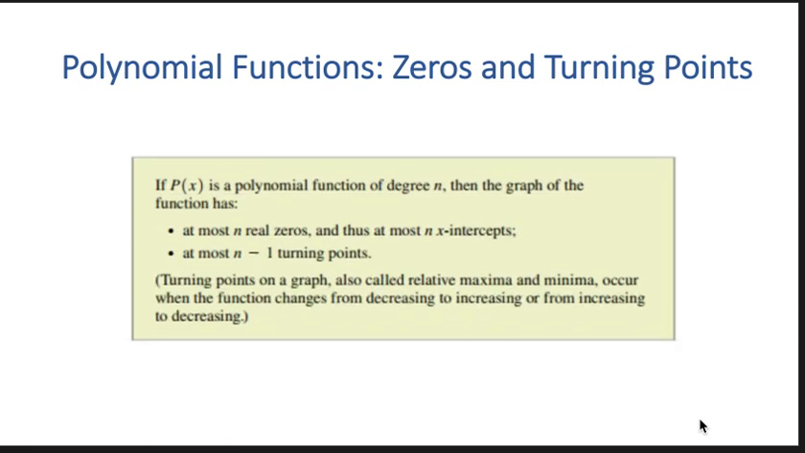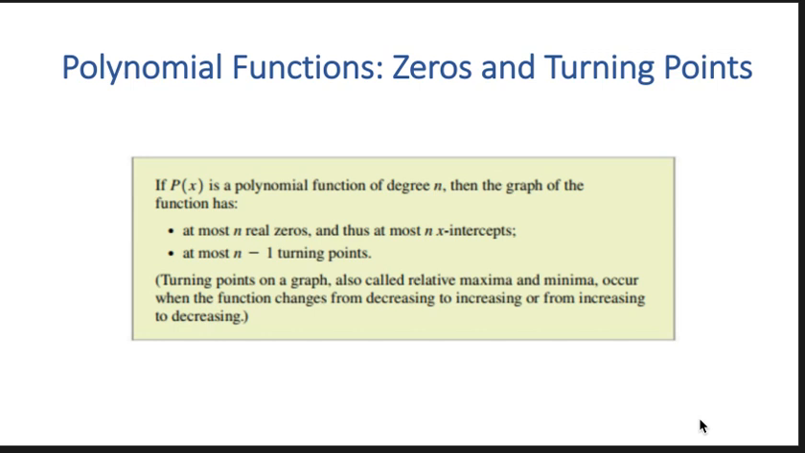So here's the definition. If p of x is a polynomial function of degree n, then the graph of the function has at most n real zeros and at most n minus 1 turning points. So understand what this is saying. If you have, for example, some function p of x, and suppose the degree of p of x is 4, then it has at most 4 real zeros and at most 3 turning points.